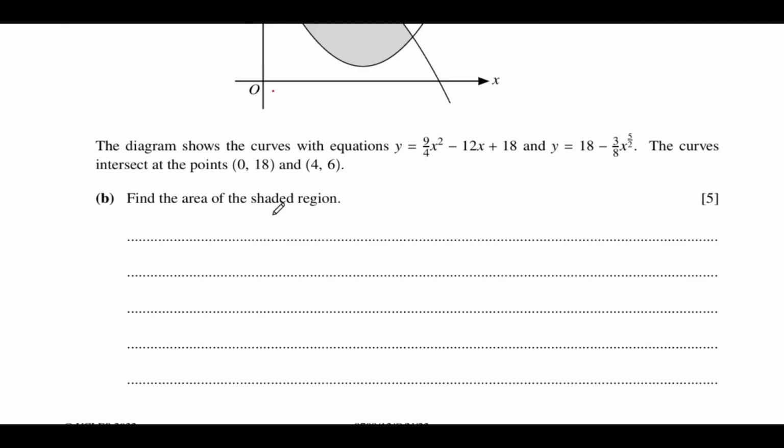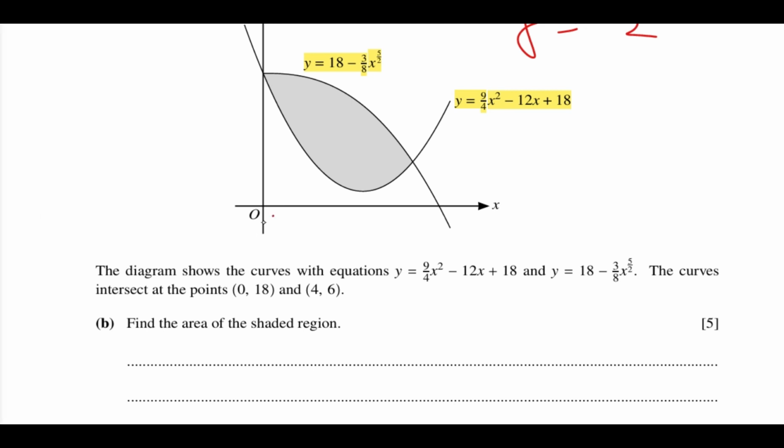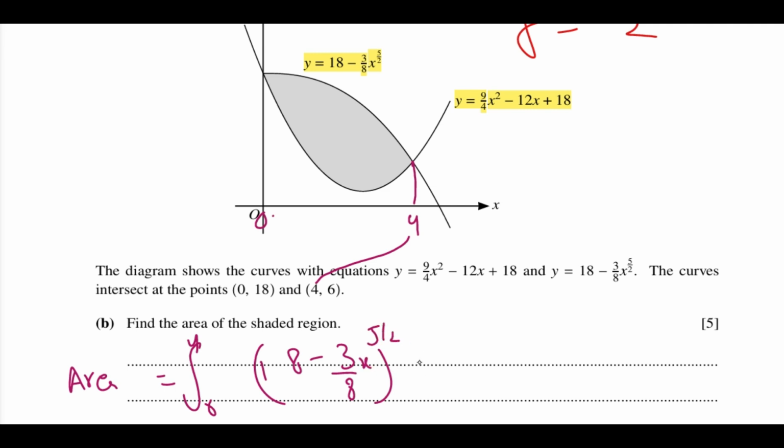So let's start the integration. The first curve is 18 minus 3 by 8 x power 5 over 2, and the second thing we have to note down is the upper limit and lower limit. This point is 0 and this point indicates that this value will be 4. So our upper limit will be 4 and the lower limit will be 0, and we will calculate the area by integrating: the integral of 18 minus 3 by 8 x power 5 over 2 dx, minus 9 by 4 x squared minus 12x plus 18.